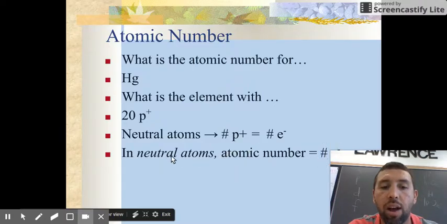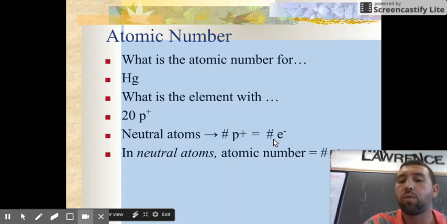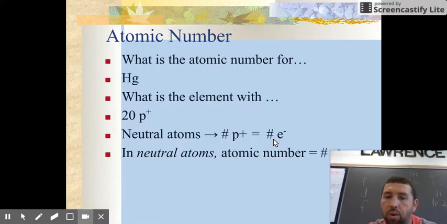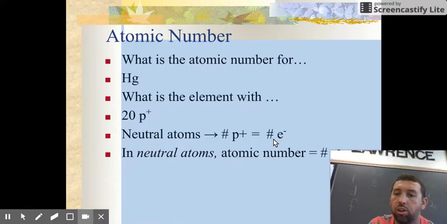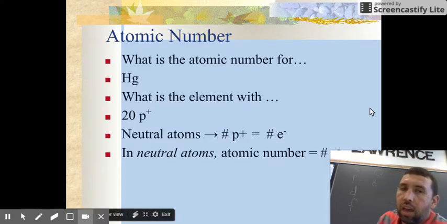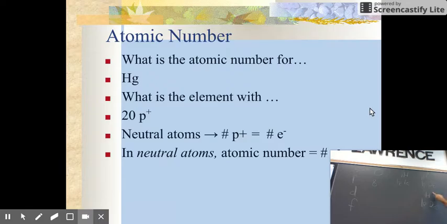Again, in a neutral atom, the number of protons equals the number of electrons, so our atomic number also equals the number of electrons. And you might ask, well, Mr. Lawrence, how do I know when there's a different charge? Well, on the board behind me, you will see in the top right corner when there are different charges being given to atoms.